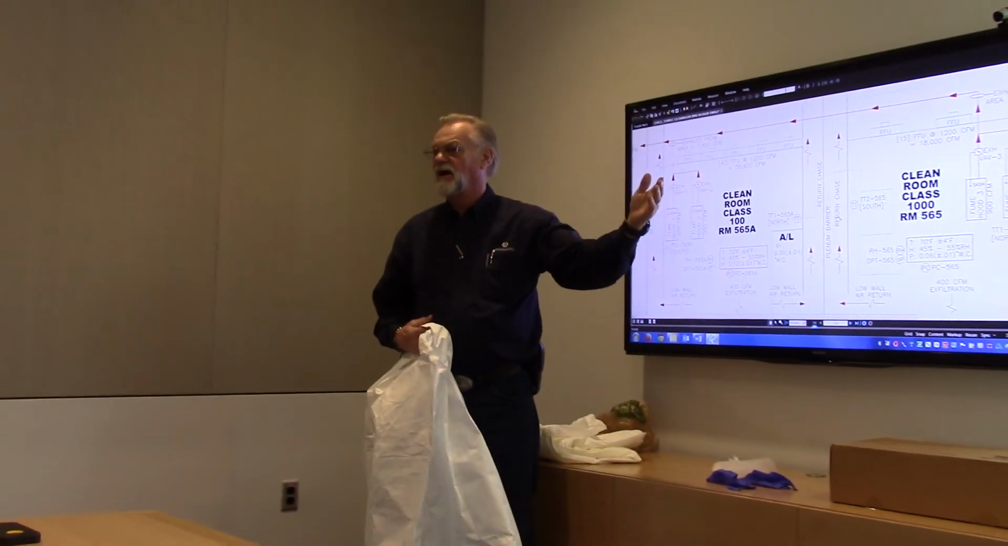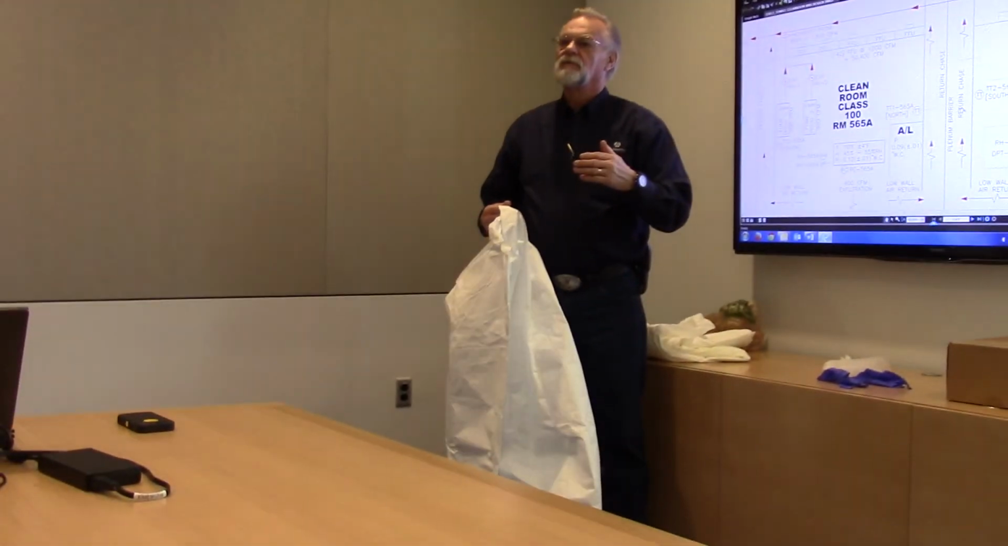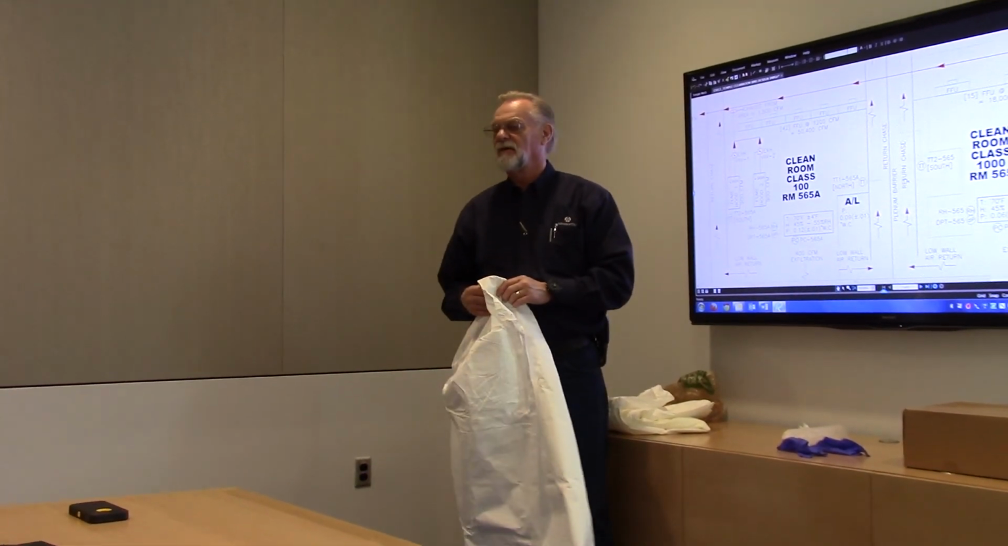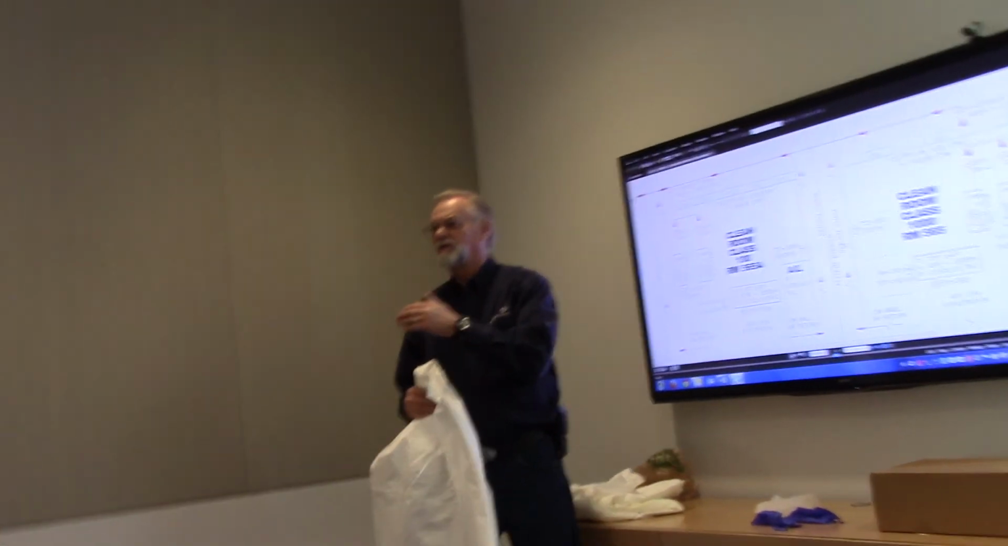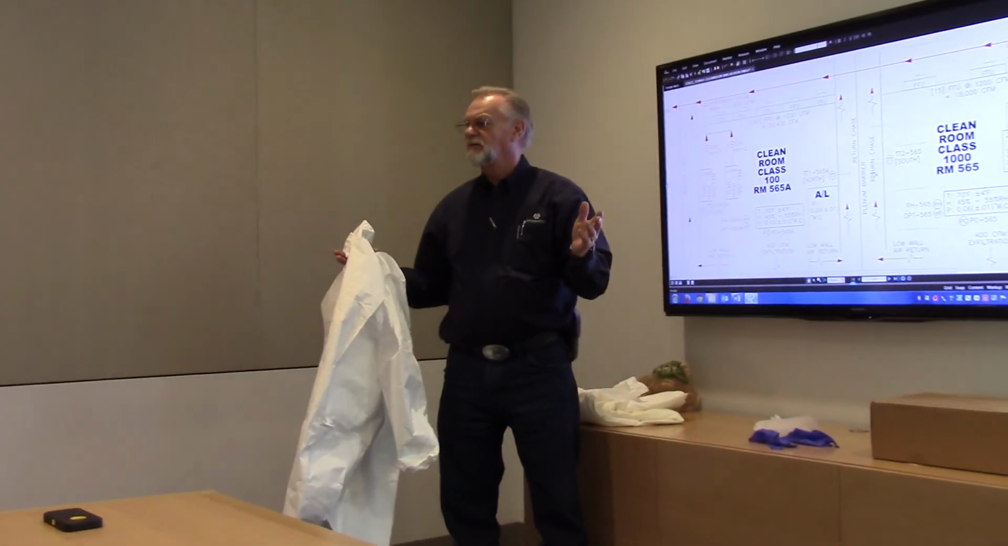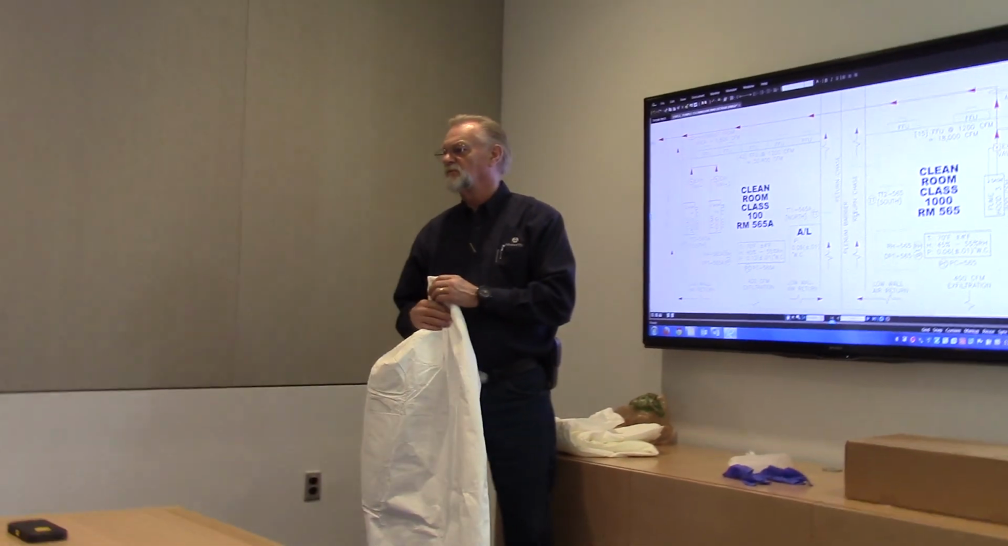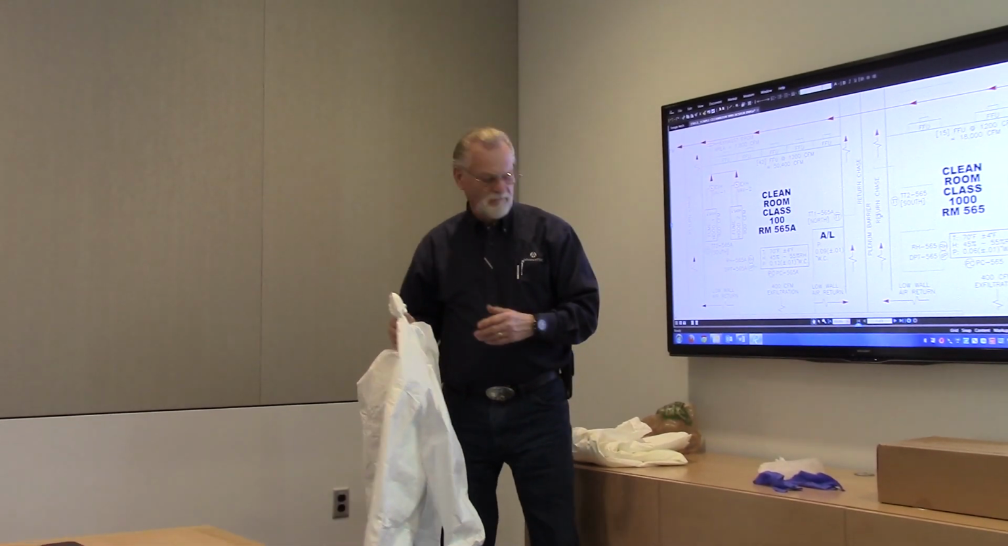Okay, in fact, we've got two different rooms, one 1,000 and one 100. There is a difference in the requirements for gowning up. But like Ted said, the university will dictate exactly what those requirements will be, but we're going to tell you what Advanced Tech's requirements are.